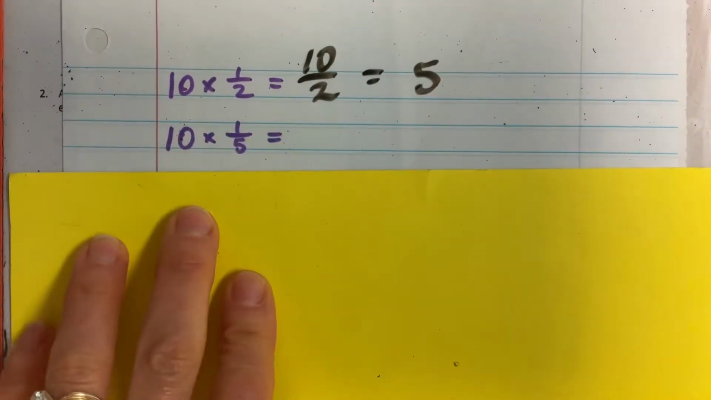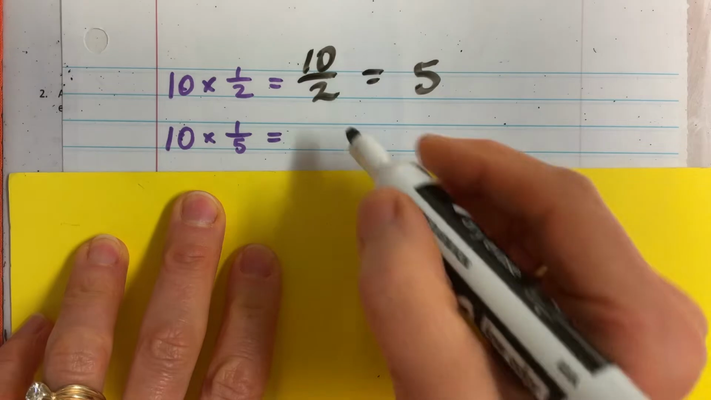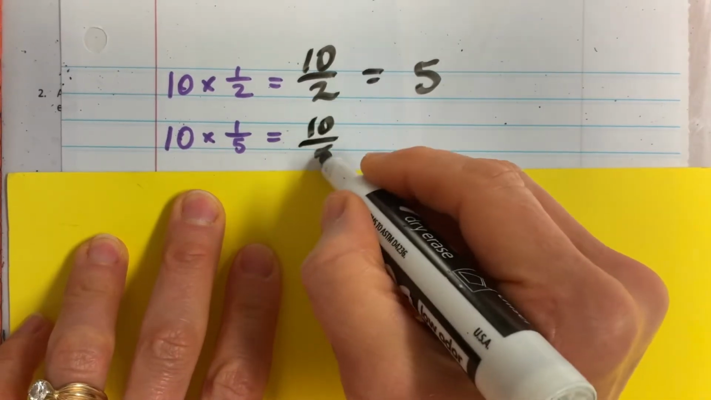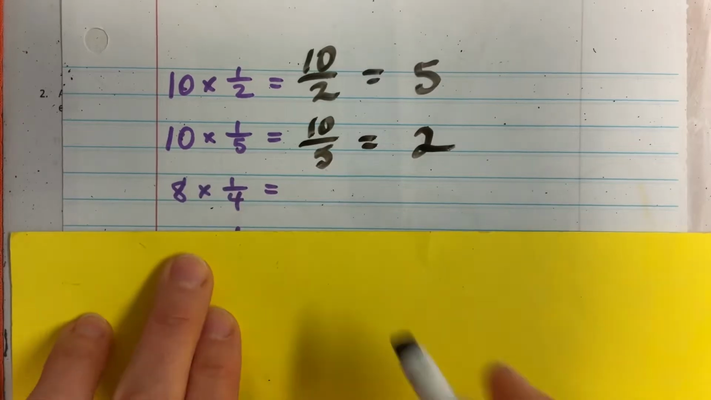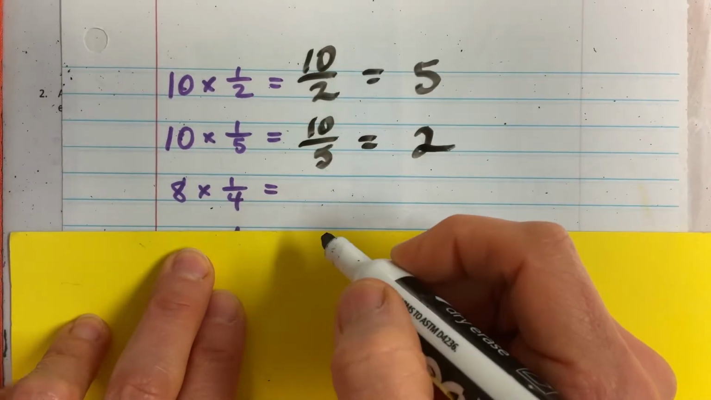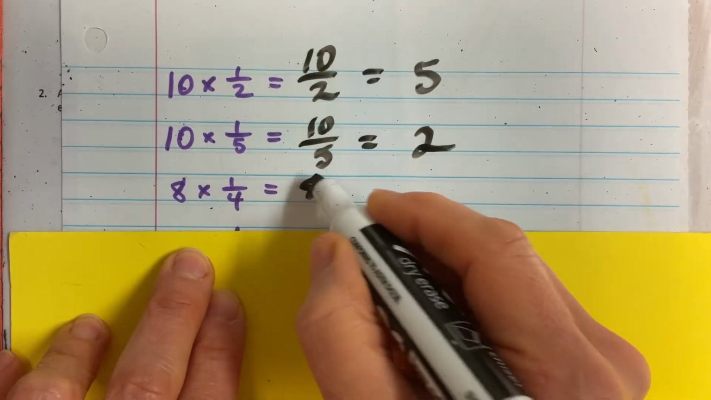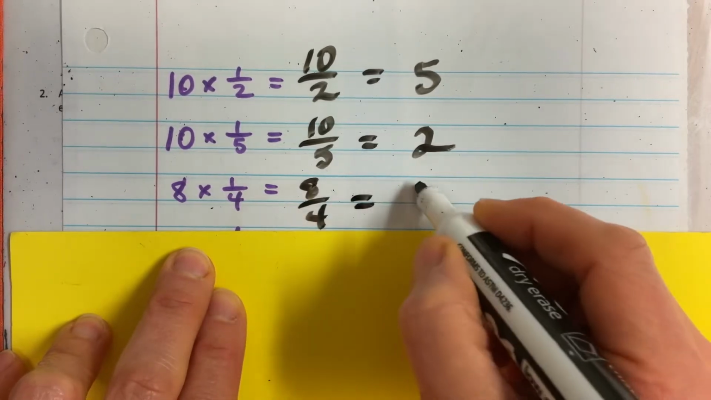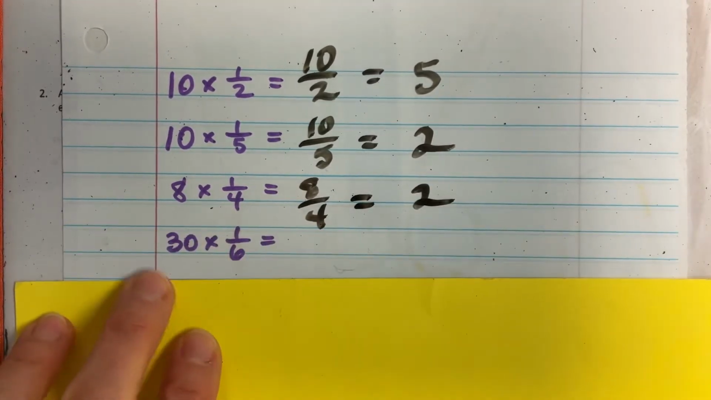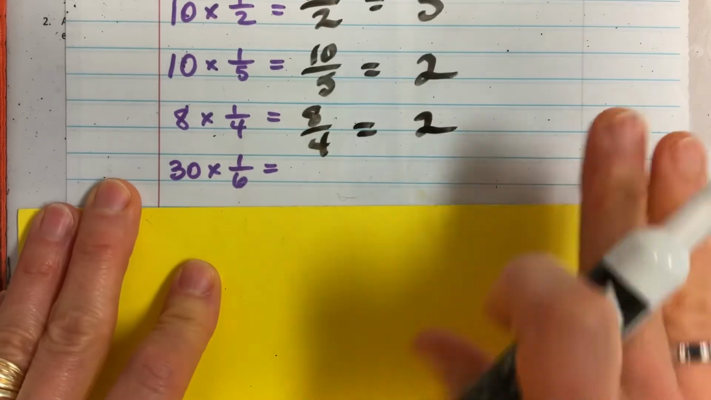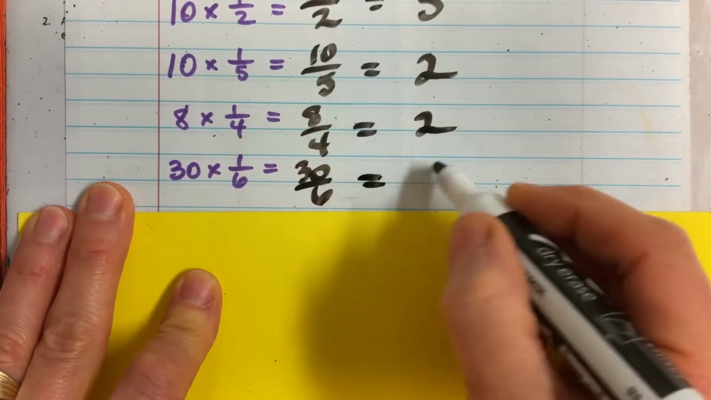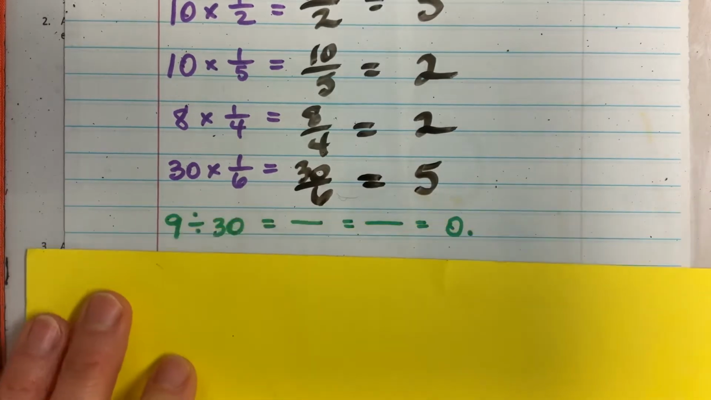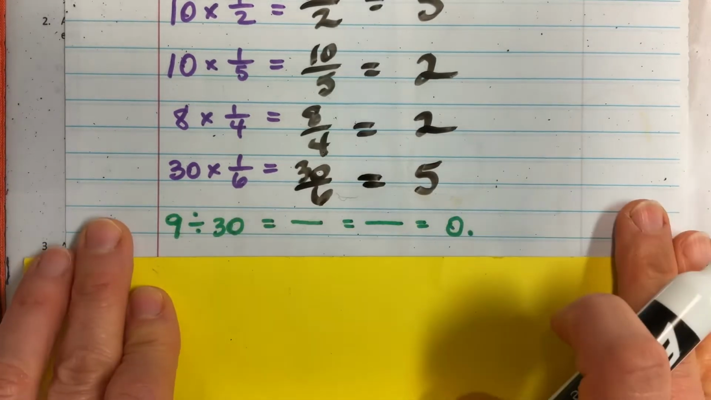Okay, 10 times 1/5 is 10 fifths, which is 2 whole. 8 times 1/4, 8 copies of 1/4 would be 8 fourths, which is 2 whole. 30 copies of 1/6 would be 30 sixths, which is 5 whole. Okay, switching gears. Hopefully you followed that, okay?